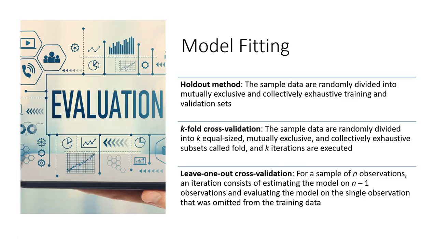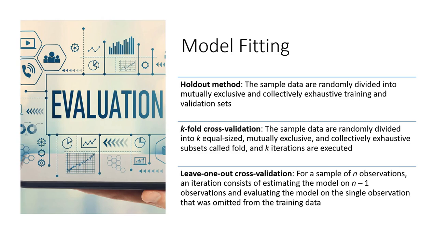So some different methods that you can use with model fitting. We have the holdout method, where you basically take your sample and you randomly divide it into different groups of training and validation. So mutually exclusive means that you can only belong to one group, and collectively exhaustive means that everybody in your data group is assigned to be in either the training or validation set.